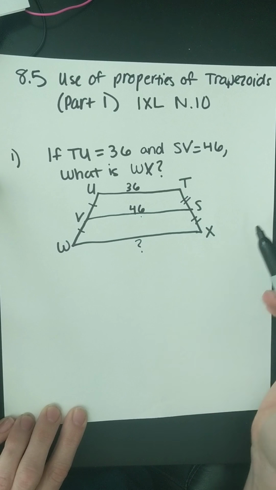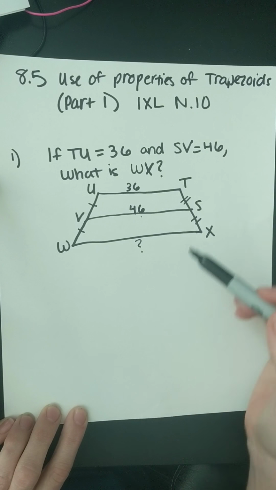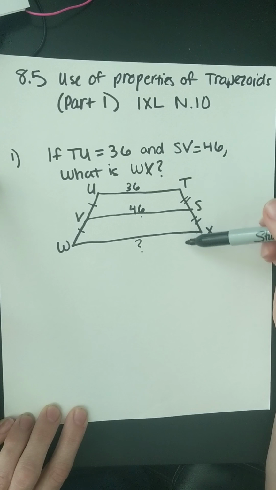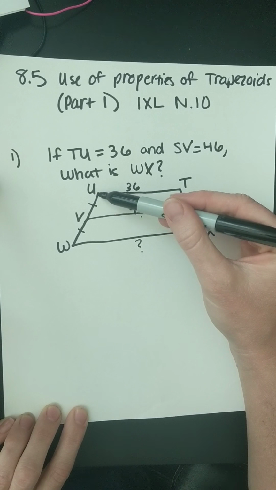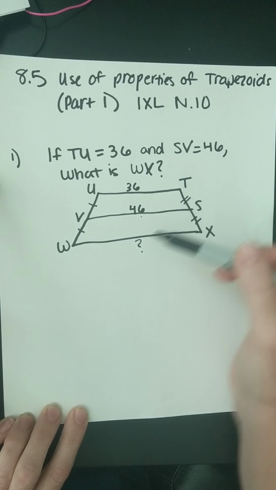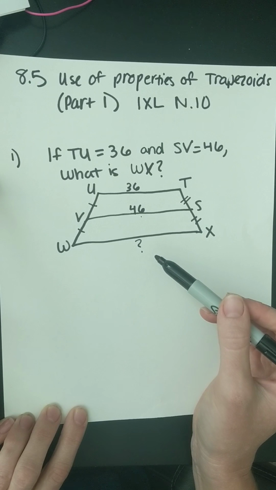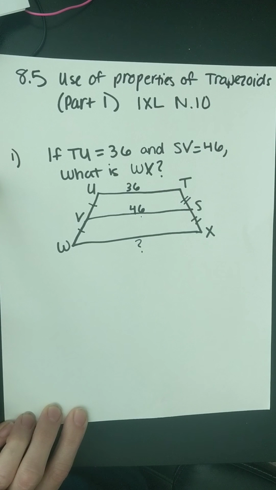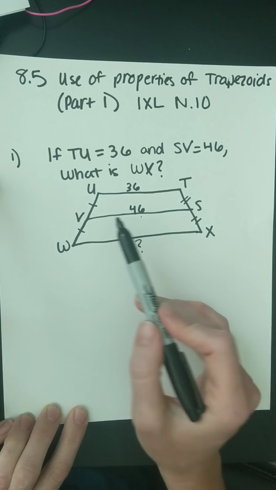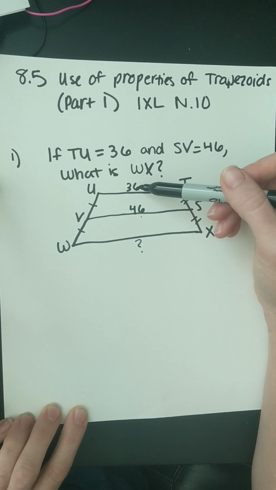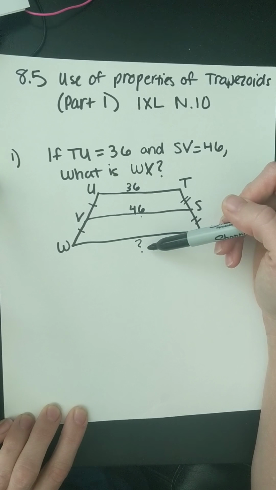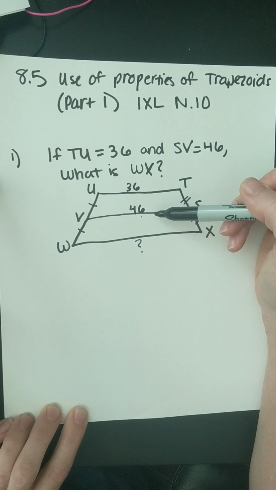So what happens with this is on a trapezoid, we know this outer segment and this outer segment, once you add them together, half of that is equal to the mid segment. So again, these outer two added up, divide by 2, will give you the mid segment.